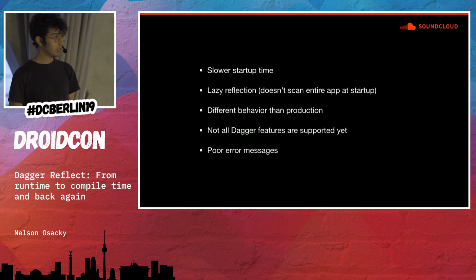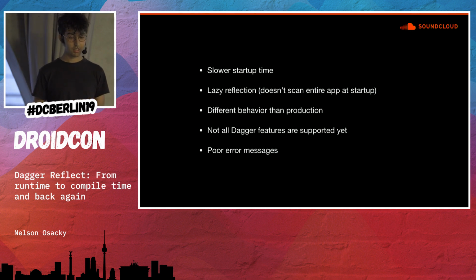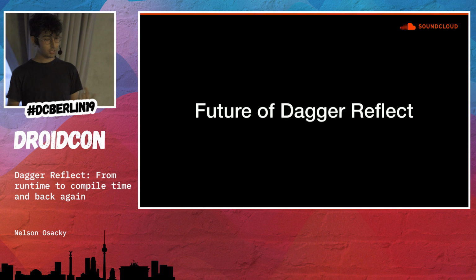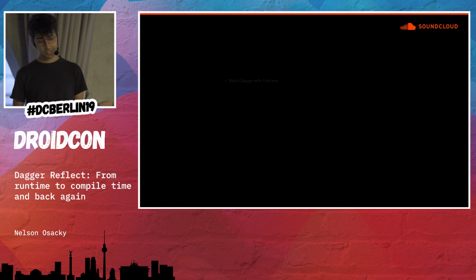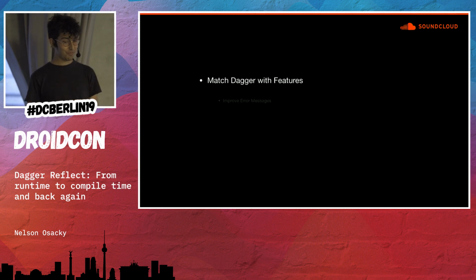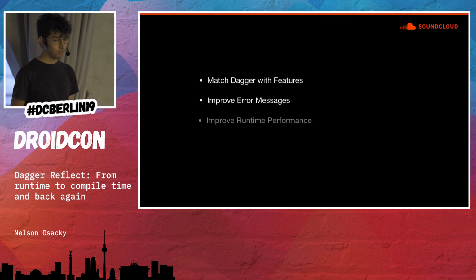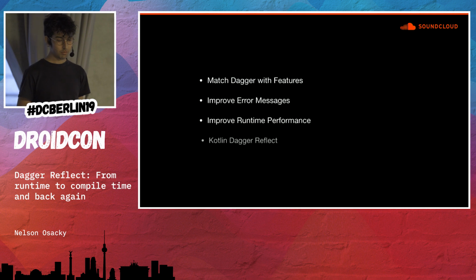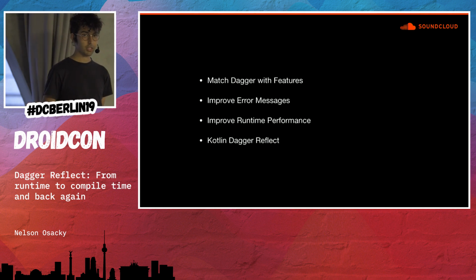Also, the error messages in Dagger Reflect are not as good as those in Dagger, but that's also something that's being actively worked on. And what is the future of Dagger Reflect? Obviously, to match Dagger with features, improve those error messages, and also improve runtime performance. Right now, it's not something we're thinking of, but runtime performance could definitely be improved by optimizing the way arrays are created, things like that. There's also potential for Kotlin Dagger Reflect.